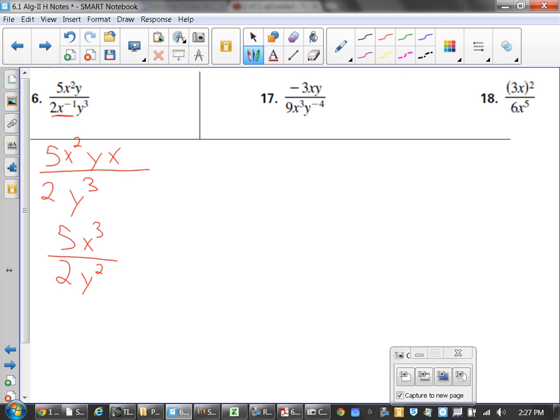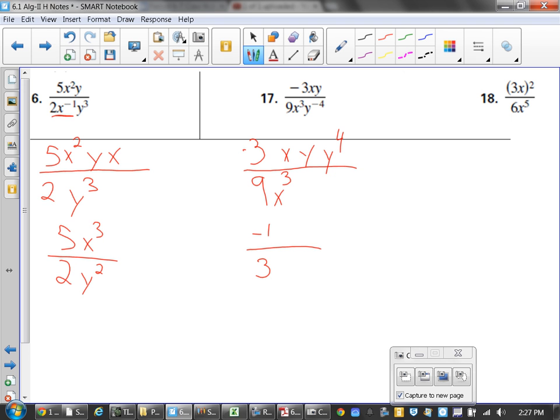Next one here. Take care of your numbers first. Just regroup them. -3 over 9. X, y, those guys were both positive. X cubed was positive. The y to the -4th was not positive. Where will he be positive? Up top. So you just rewrite it up top now. Now, -3. It's just -3. It's not 3 to the negative power. So what's -3 over 9? -1/3. So I'm going to rewrite this as -1/3.